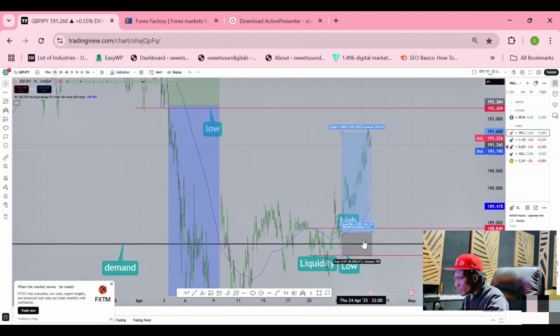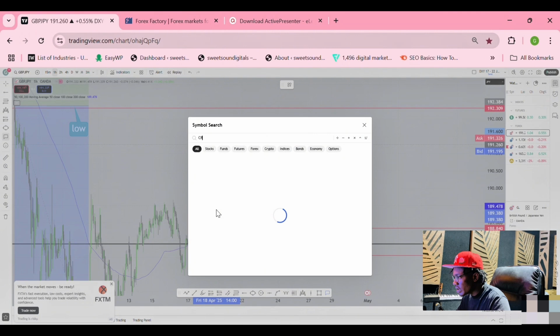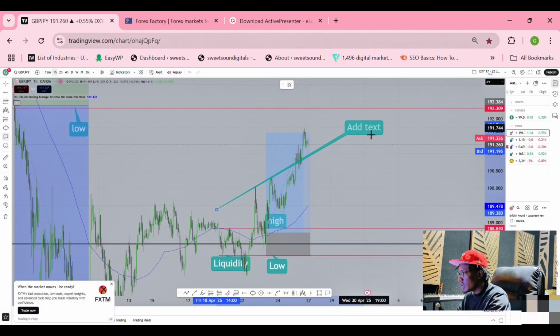This is 1:4, just using the CRT theory. This is CRT. See how we cut.